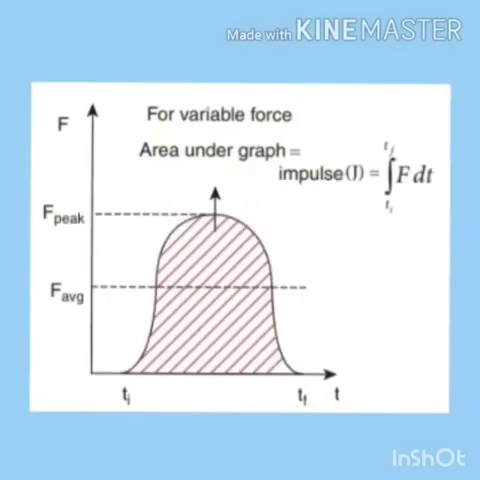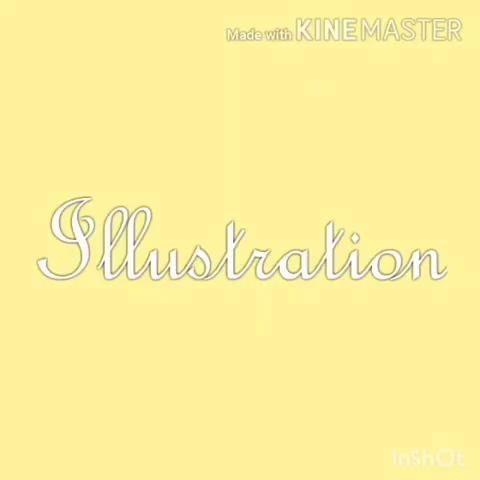Another graphical representation, of a variable force impulse, is given. This is a variable force, so we cannot use the direct formula. We integrate the equation. Therefore, J is equal to the integral of F dt, with limits t_i to t_f.